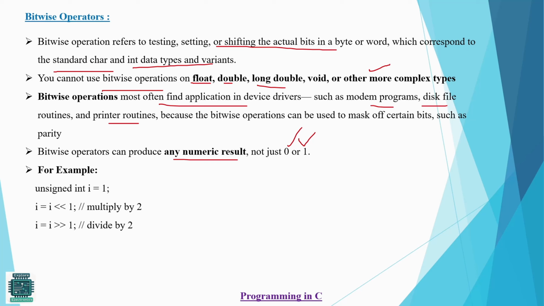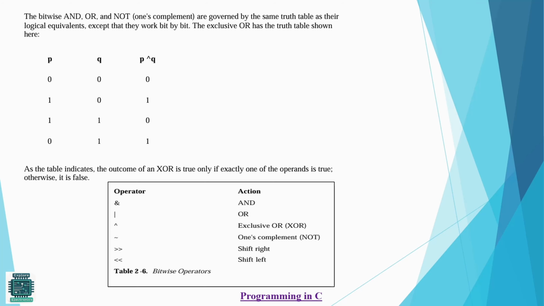For example, if i is equal to 1 multiplied by 2 divided by 2, here it is a rotational operator. Bitwise operators are bound by the same truth table as their logical equivalents, except they work bit by bit. As the operator word says, here it operates bitwise. For 0 0 we get 0, for 1 0 we will get 1, and for 1 1 we will get 0, like this. And this is the bitwise operators list with their actions.